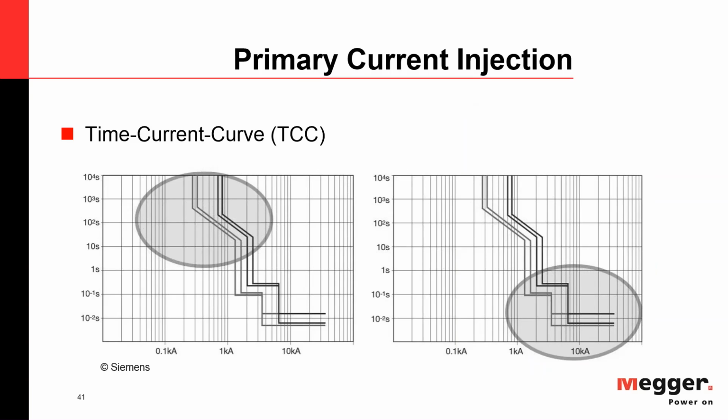Now I pulled some time current curves, as they're called, out of a Siemens handbook, and for molded case circuit breakers I highlighted the two areas of interest. On the left you can see the long time portion, and on the right there's the instantaneous portion. And as I said, an airframe circuit breaker would have a short time in between there and an additional set of curves for the ground fault, if it has a ground fault device.